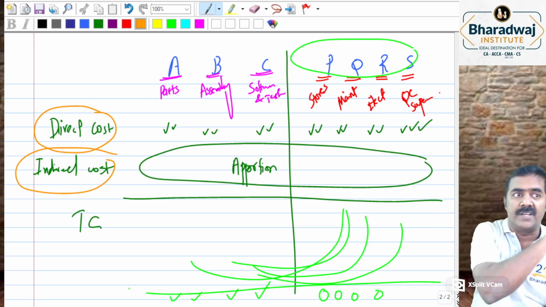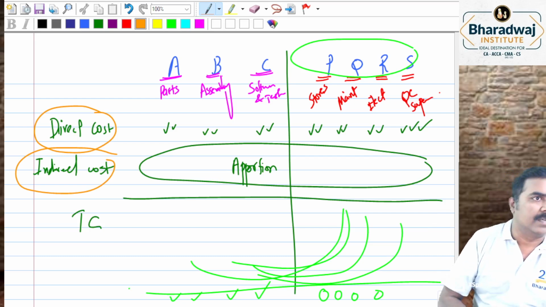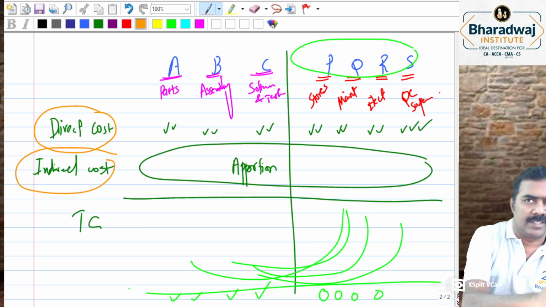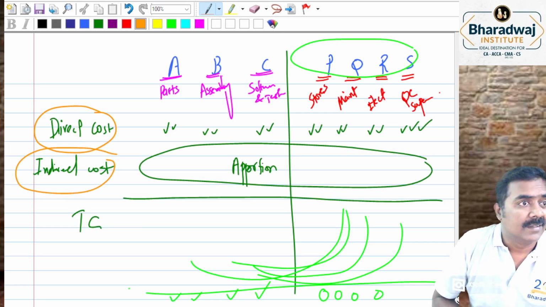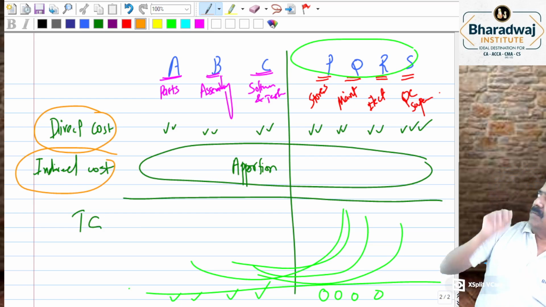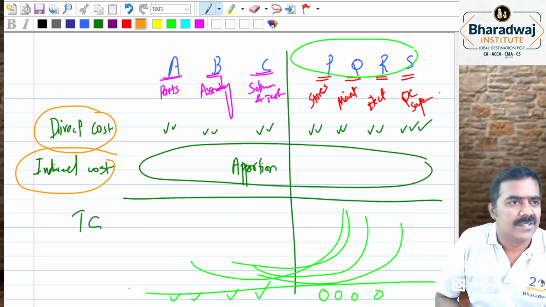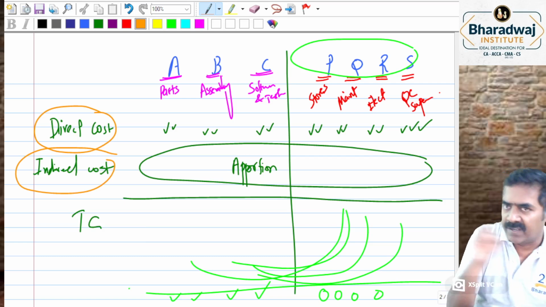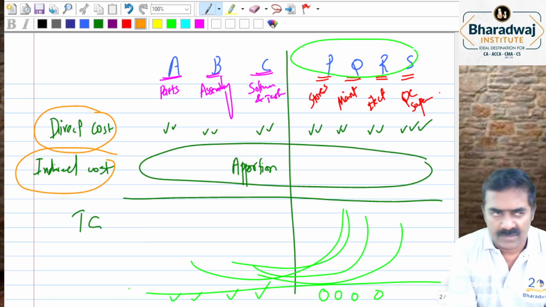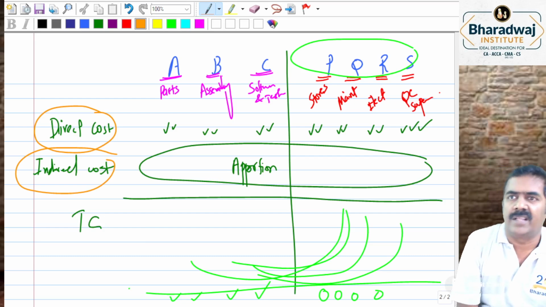What is the direct cost for each classroom? The lecturer's salary, the material that is given. So all these direct costs can be directly charged. What about rent? Is it paid for each classroom or common? So we have to share it. We have to share it based on the area occupied.